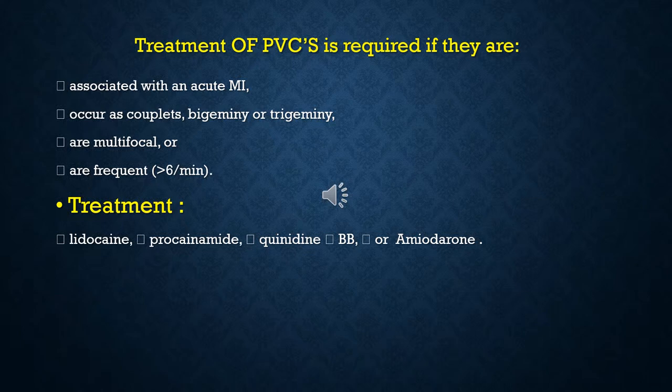What are the most important drugs used in PVCs? Lidocaine is the drug of choice, especially in cases of PVCs associated with acute myocardial infarction. Others are procainamide, quinidine, beta blockers, or amiodarone. Amiodarone is the drug of choice when the patient has cardiomyopathy or heart failure.